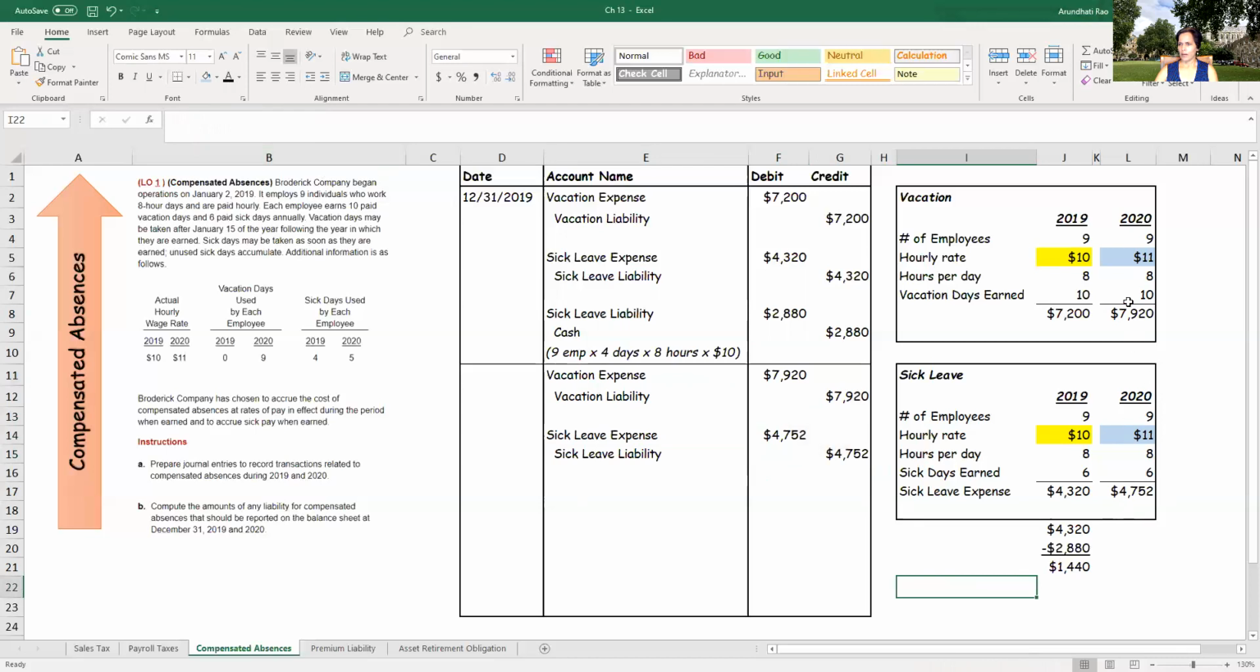Okay, so we got the amounts from here. The vacation time is $79.20. The sick leave is $47.52. The main difference over here is the extra dollar, the hourly rate for the employees.